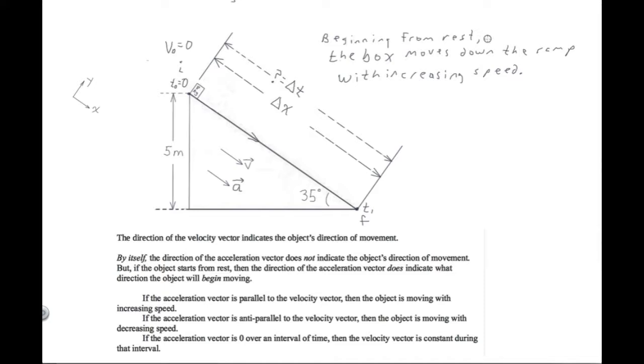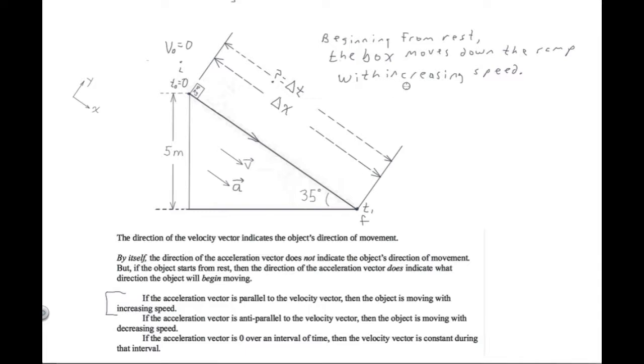We know we began from rest because that was implied by the wording of the problem. So it's implied that v initial is 0. The box then is moving down the ramp. That's reflected in this downward velocity, and that was also stated in the problem. And our acceleration came out to be parallel to that velocity. Remember that when the acceleration is parallel to the velocity, that means the object is moving with increasing speed.